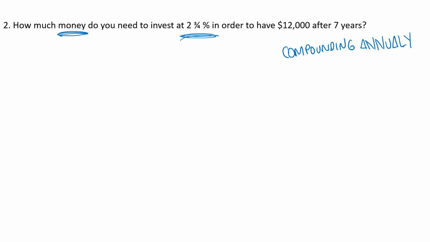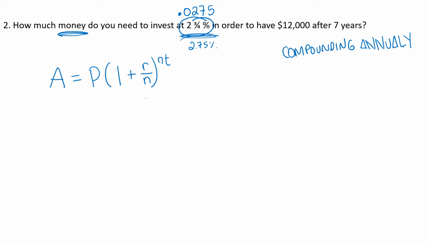So what we're going to do is A equals P times 1 plus r over n, all raised to the nt. Now go ahead and fill in your variables. Let's see, 2 3/4% is 2.75%. Make that into a decimal. That's super important. So it's 0.0275.